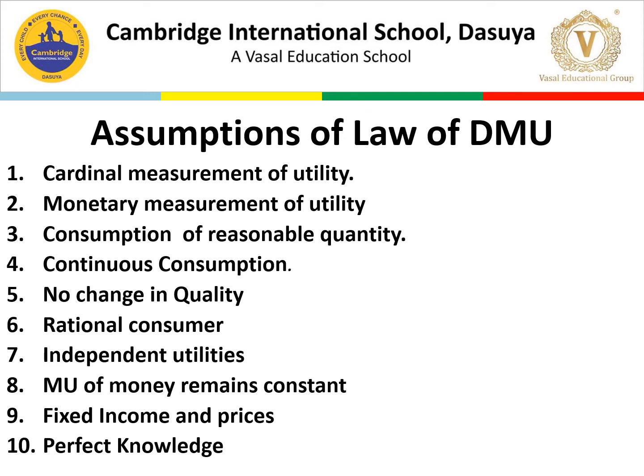Next thing is independent utilities. Now, it is assumed that all the commodities consumed by the consumer are independent. So, MU from one commodity is independent from the MU of another commodity. So, this is always we have to keep in our mind.